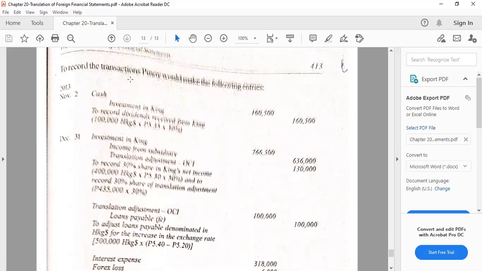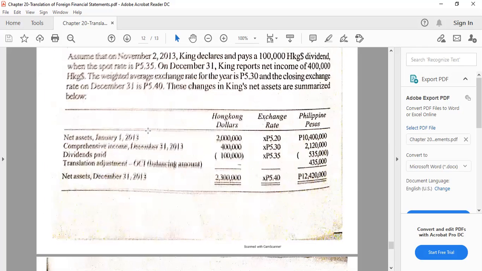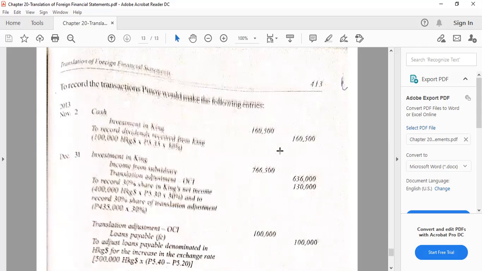We have the dividends. For the cost method for business combinations, remember we are going to credit this with dividend income. But for the equity method, we are going to credit the investment account for such to be deducted at 30%, at the rate at the date of declaration, 5.35.